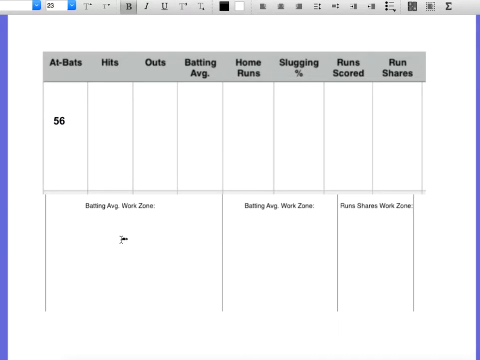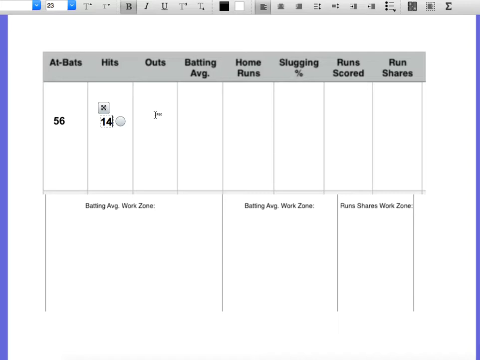The next step is to count your hits and your outs. The hits and the outs in this case should total the number of at-bats. So your hits are going to be the singles, the doubles, the triples, 1B, 2B, 3B, and the home runs. Those are all hits. So let's say in your 56 at-bats, I had 14 hits. Make sure you count your hits carefully.